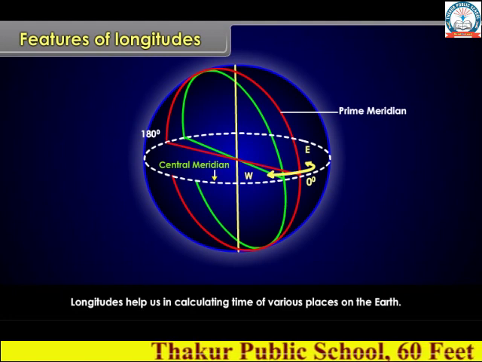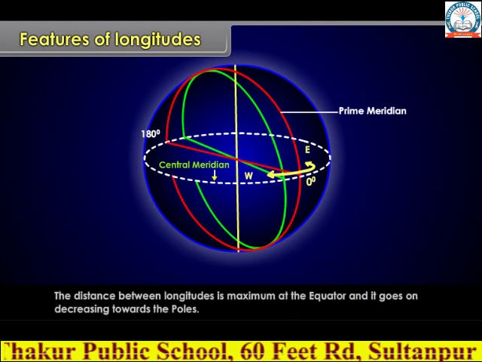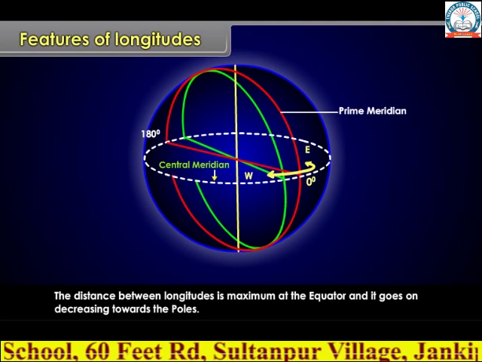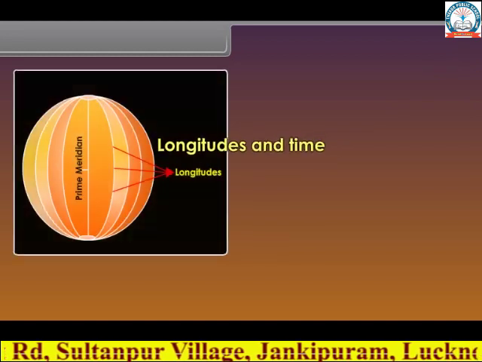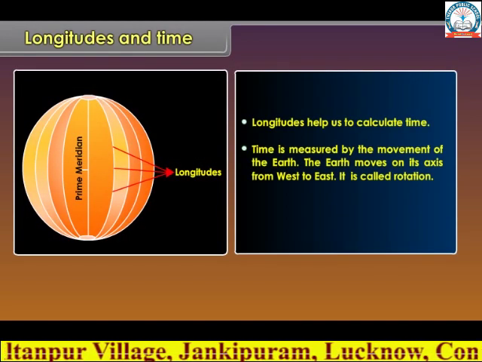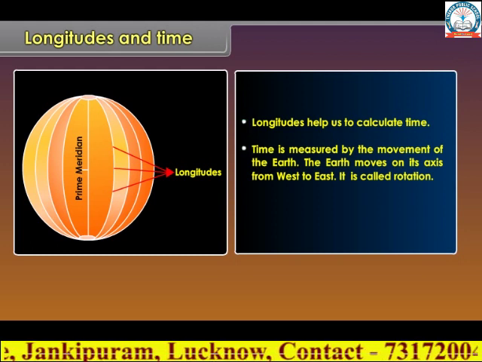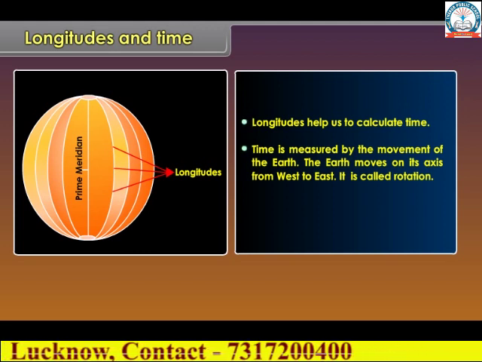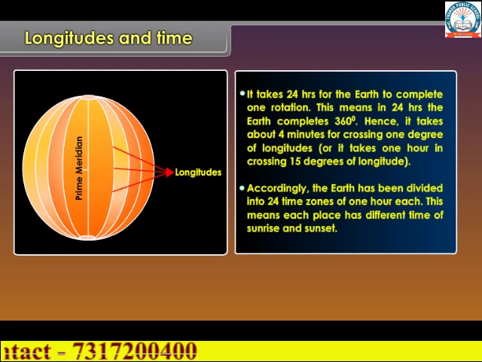Longitudes help us in calculating time of various places on the Earth. The distance between longitudes is maximum at the equator and it goes on decreasing towards the poles. Longitudes and time. Longitudes help us to calculate time. Time is measured by the movement of the Earth. The Earth moves on its axis from west to east. It is called rotation. It takes 24 hours for the Earth to complete one rotation.